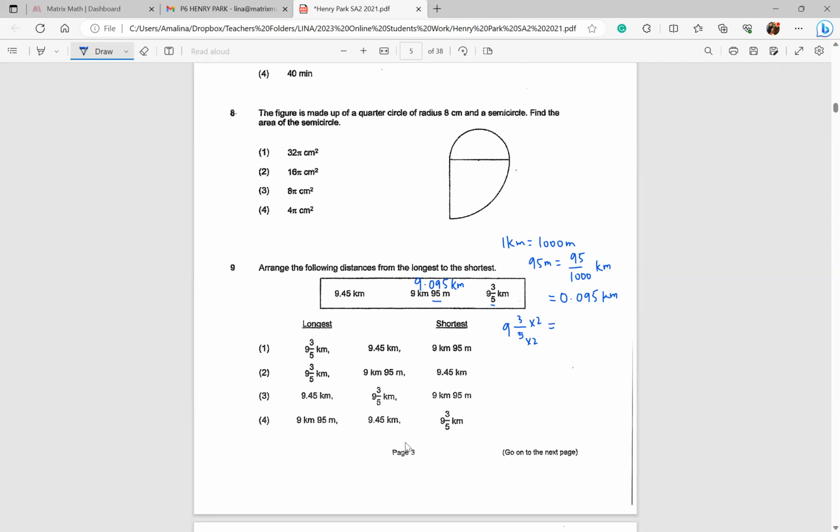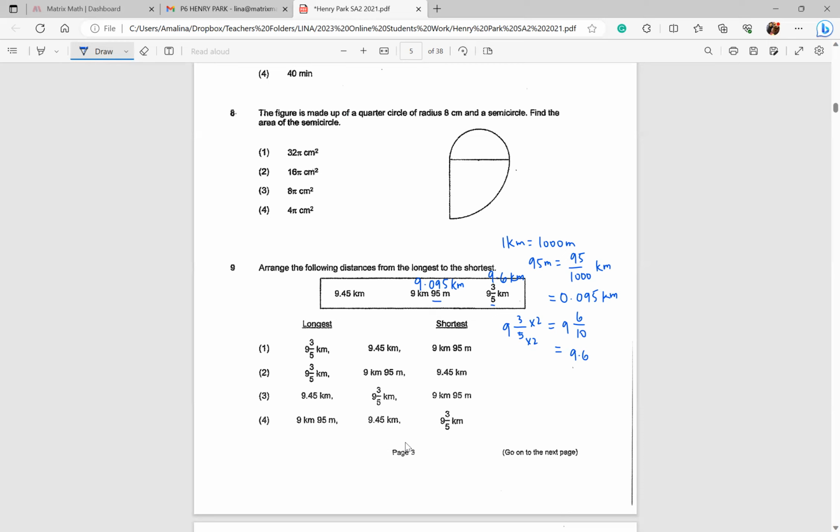Okay, so I get 9 and 6 over 10 km. Then change this to your decimal, I get 9.6. So 9 3/5 km is 9.6 km. So once I change everything to the same units and numbers, it's easy to compare.